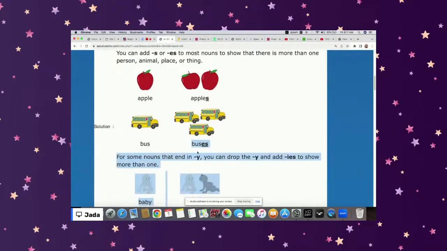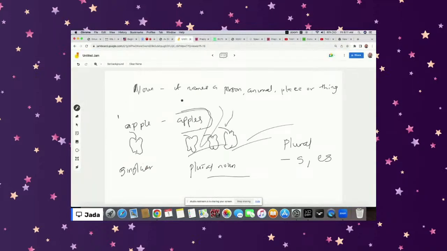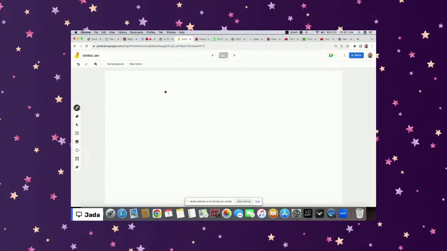Okay, so for nouns that end in y, you can drop the y and add ies to show more than one. Okay, so we have some nouns that end in y. So I'll give you some examples. For example, we can have baby. Now baby means one, okay? But if you want to say babies, you have to remove this y here and then you write it like this. So the y changes to i and then it becomes babies to show that it is two or three or four babies we have.